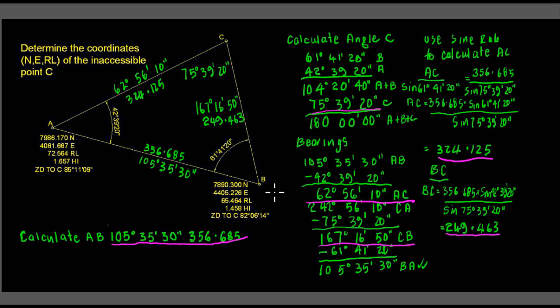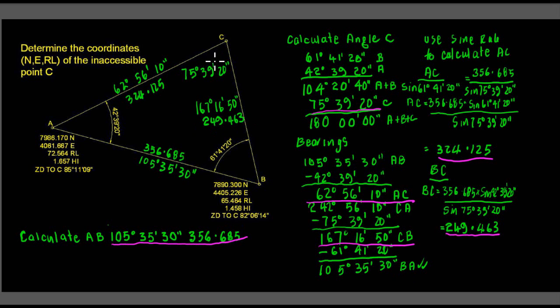Now a lot of people might stop there, but not us. We're surveyors, we carry on, we do our checks. 167, 16, 50 we've got there, and if we take 61, 14, 20 off it, we should get 105, 35, 30. And there we go, sure enough we do. So that checks out. We know we can carry on with confidence.